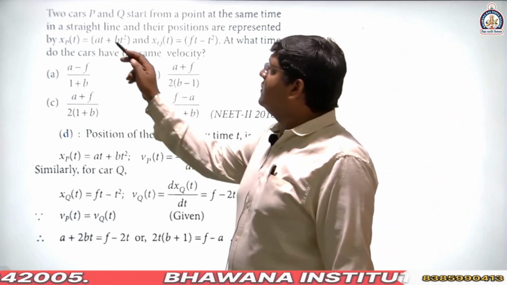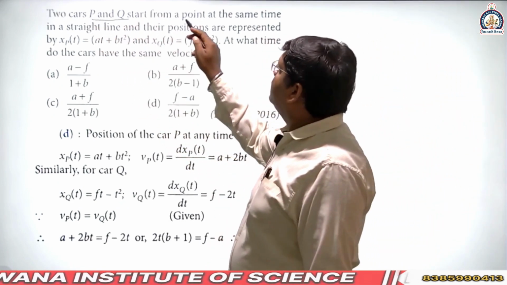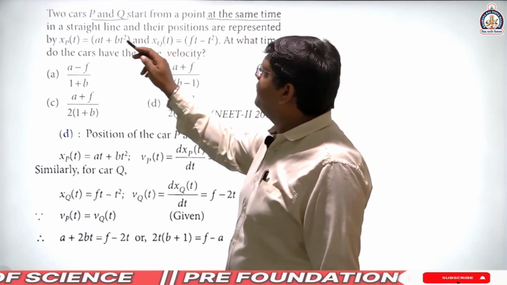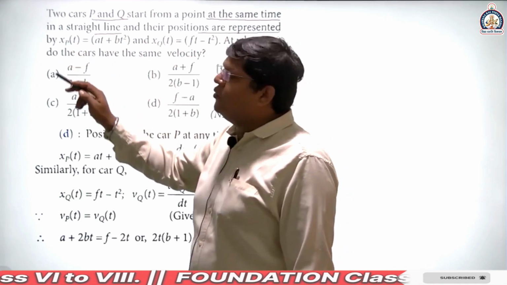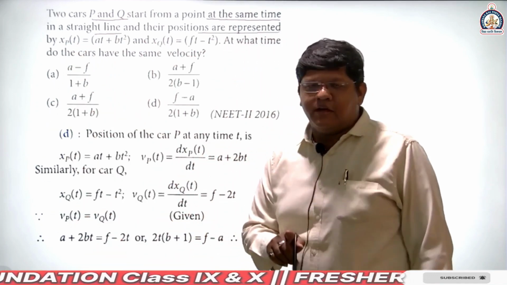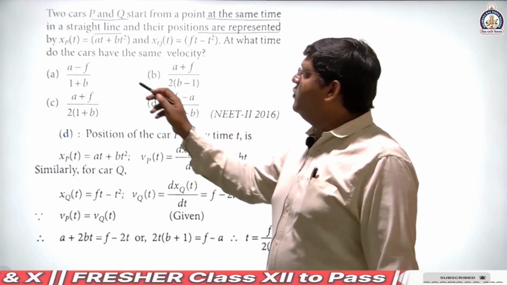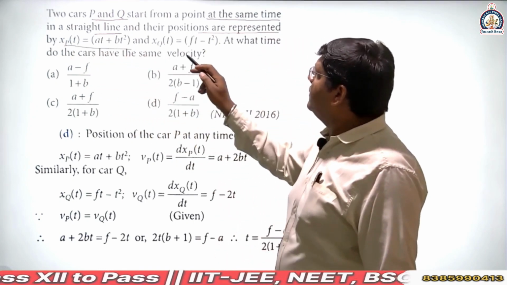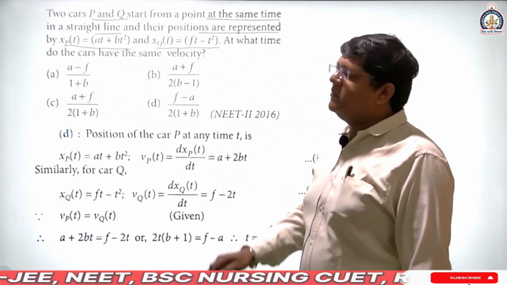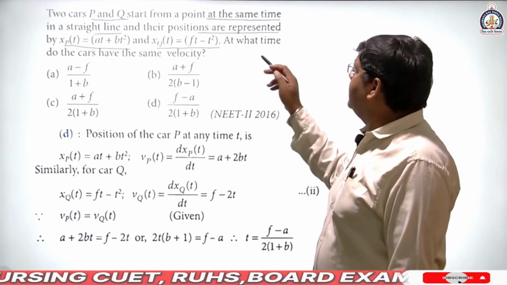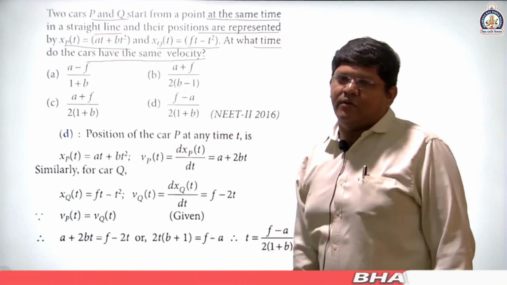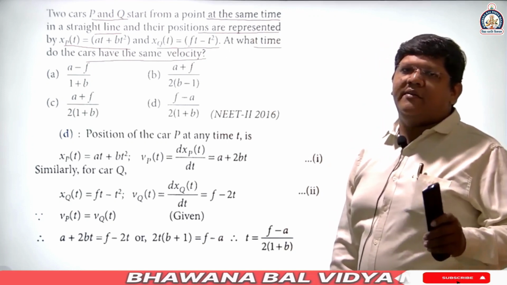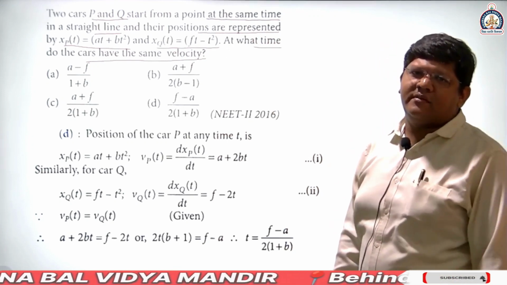The next question says two cars P and Q start from a point at the same time in a straight line and their positions are represented by equations. The position for P is given by this equation and the position for Q is given by this equation. Now at what time do the cars have the same velocity? We have to find the value of time where the velocity is the same.